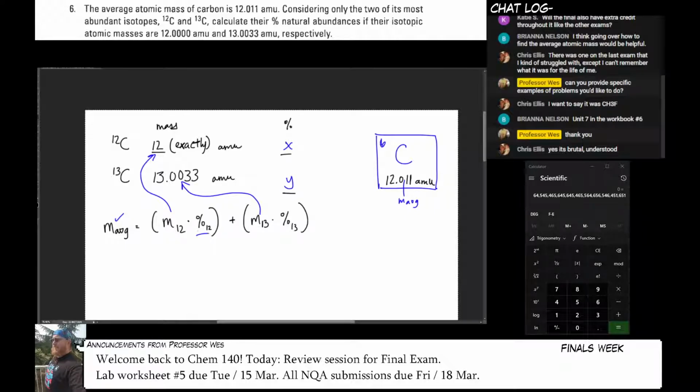What I don't know are these percentages, which I'm going to replace with the variables that we've elected to give them. So we've got X for the percentage of carbon-12, and then we've got Y for the percentage of carbon-13. In order to complete this, we need another equation, but we do know that if I add the percentages together, I get exactly 100%.